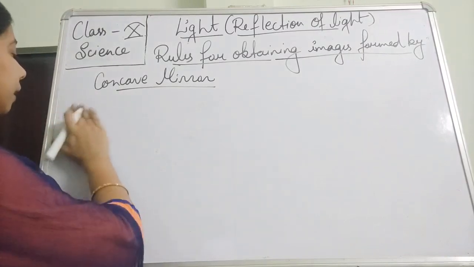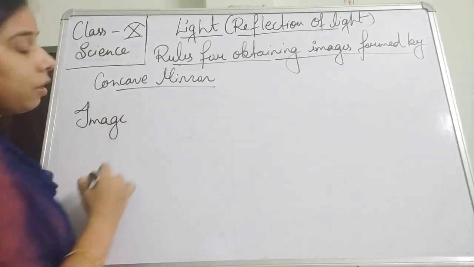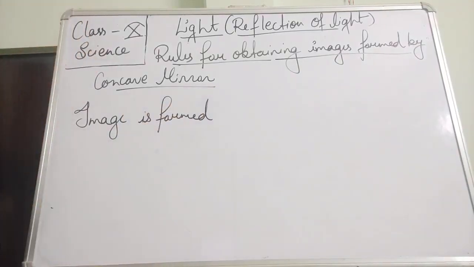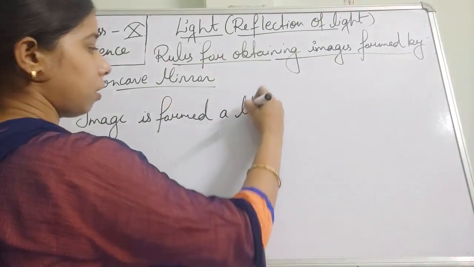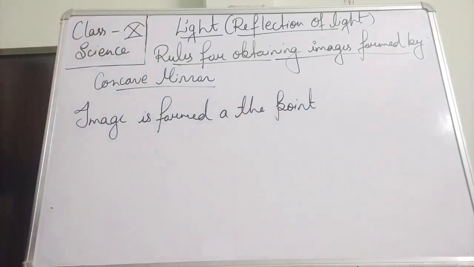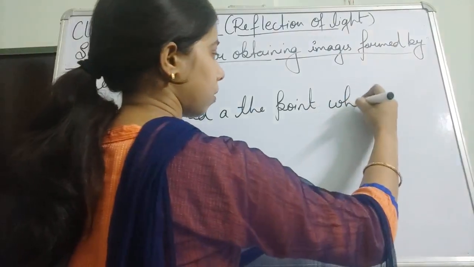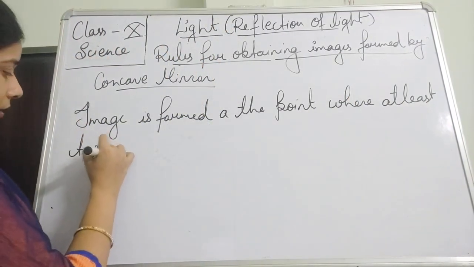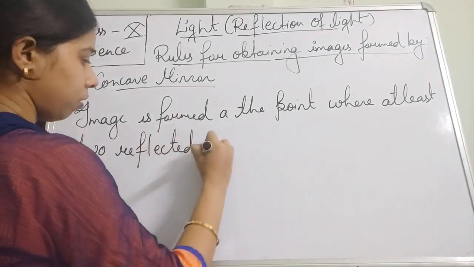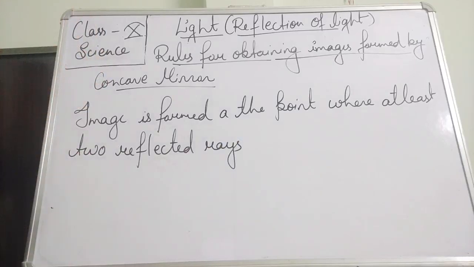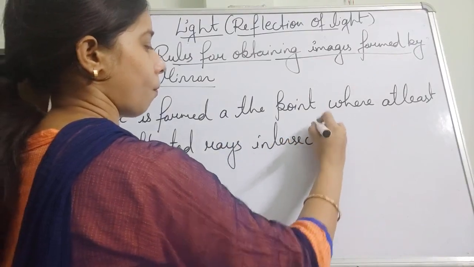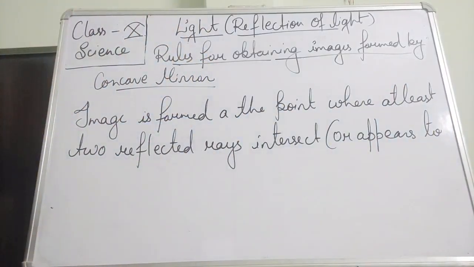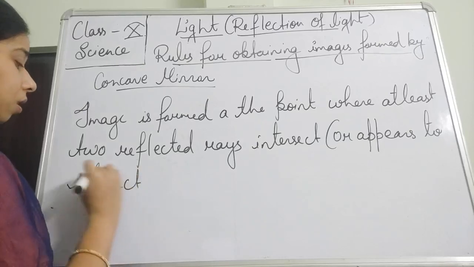before we go, I'll tell you one thing, that the image is formed at the point where at least two reflected rays intersect or appear to meet or appear to intersect. So image is only formed.